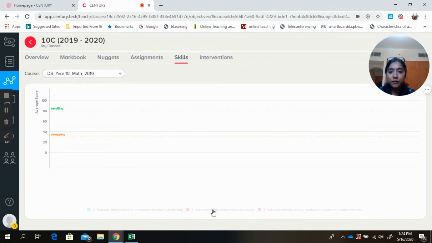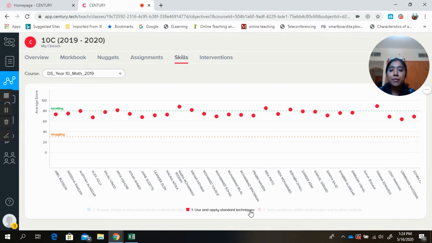So let me look at the first one, use and apply standard techniques. If you could see, all of them are above 60%, which is good. But I can see this child who is close to 60%. So these are the three children who I would probably need to give more guidance and interventions. I'm looking at this child over here also who's a 67.